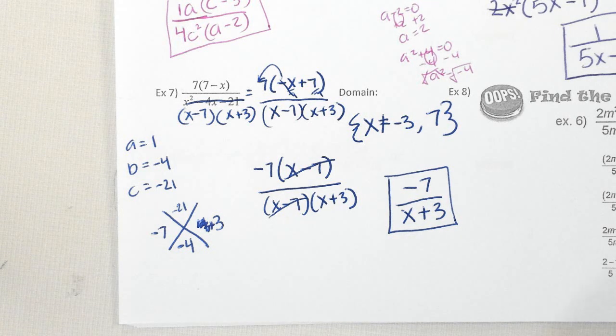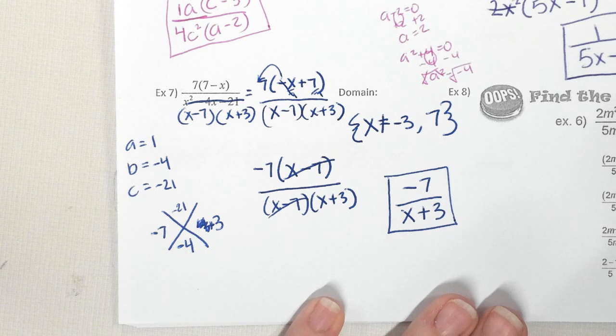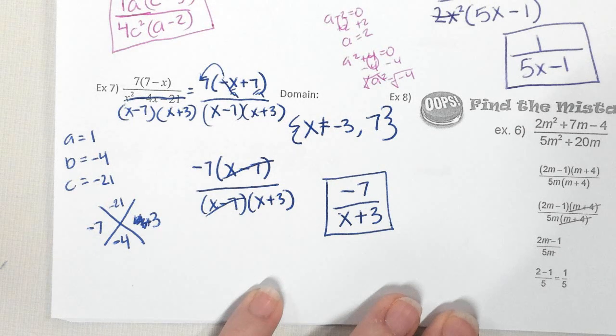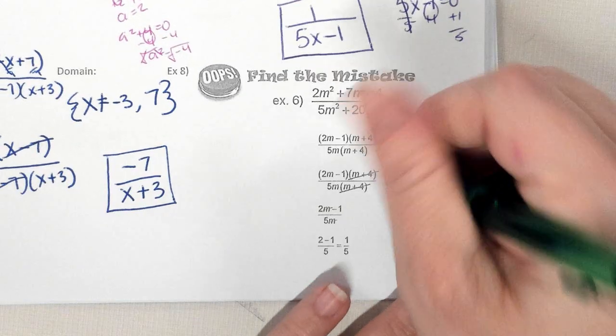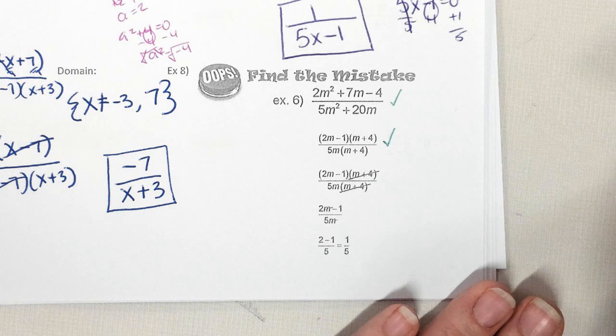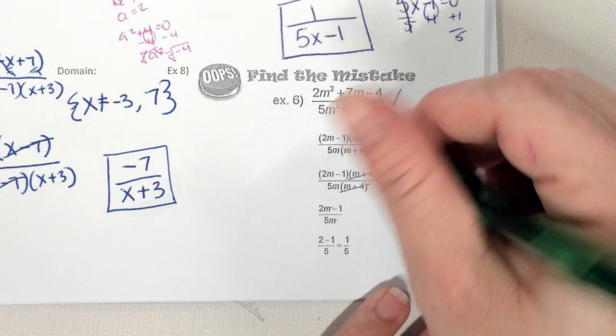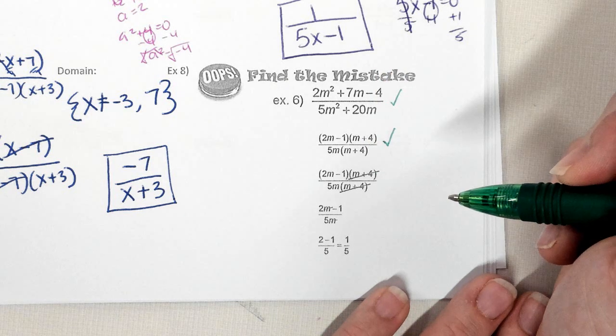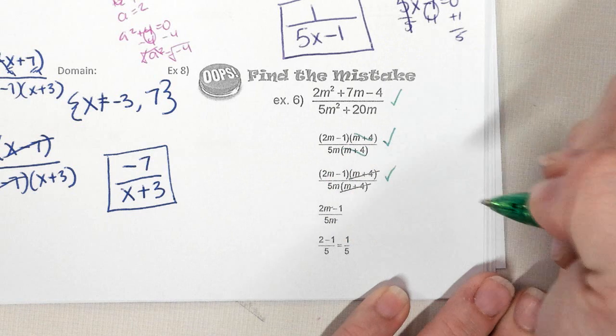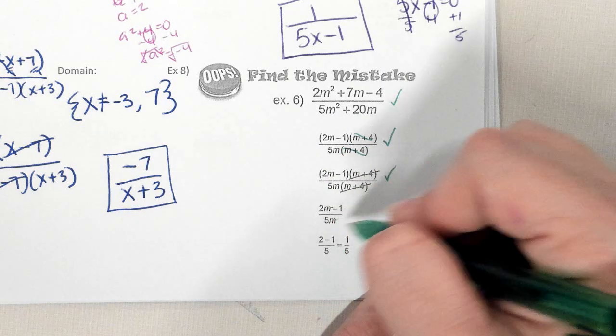Okay, last one. It says find the mistake, and we're going to talk through it together, and then we're done. I will tell you they are factored correctly, so we don't have to worry about that. Looking here, they canceled the m plus 4s first. Is that okay? Can they do that? Yeah, so the first step's right. You can cancel the m plus 4s, we're good. So we had 2m minus 1 over 5m left, which is right.